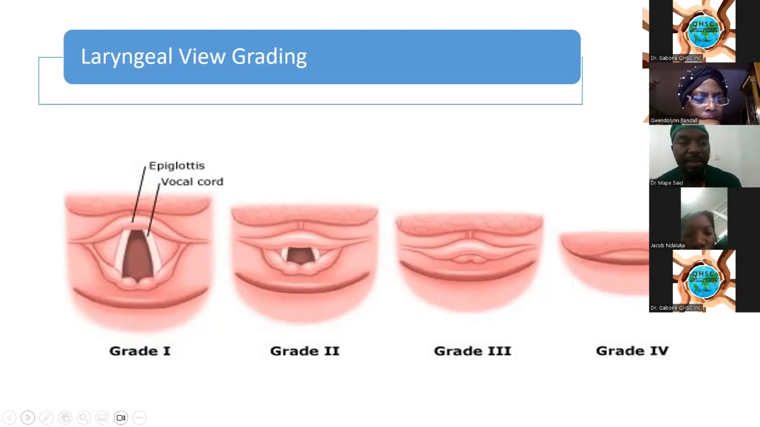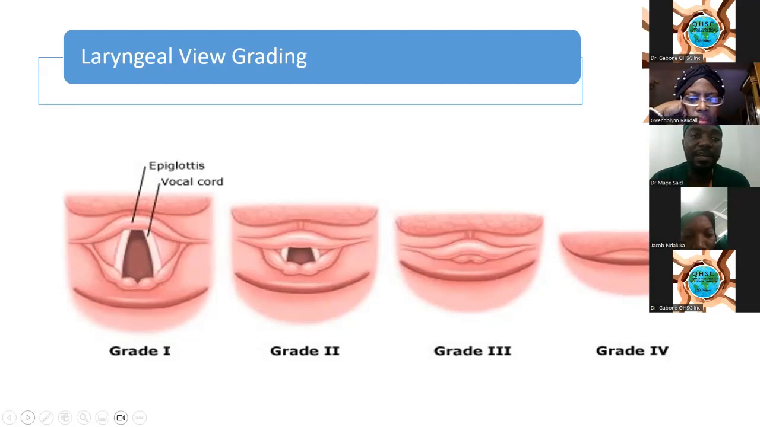But in grade two, now we can see the epiglottis, but the orifice now has been reduced. We can appreciate the structures like the vocal cords, but the orifice now is a bit low, small compared to grade one. And in grade three, you can appreciate the epiglottis, but you cannot see the vocal cords. So in experienced personnel, they can use this landmark to be able to intubate with the assistance of introducers like stillage or bougie. And coming to grade four, it's somehow difficult.